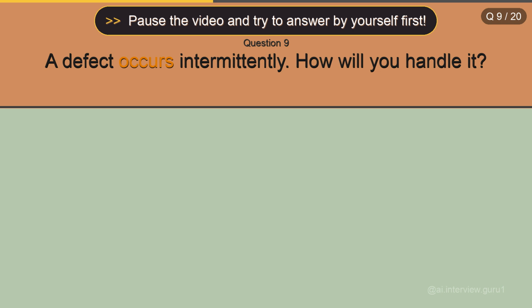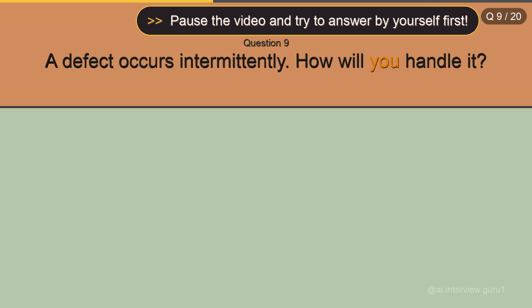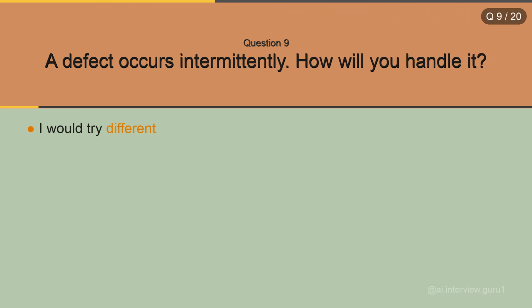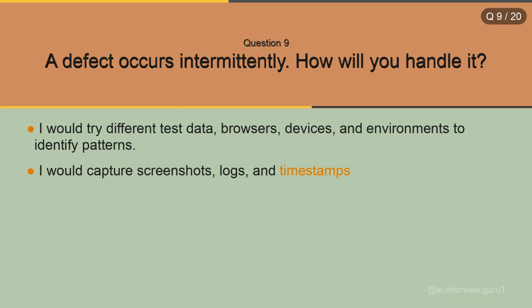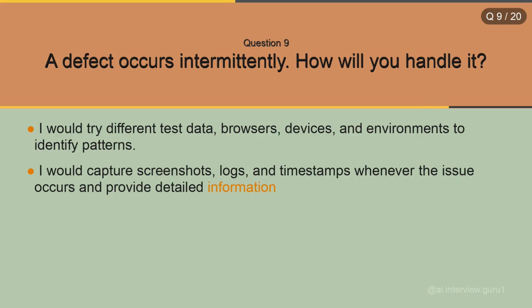A defect occurs intermittently. How will you handle it? I would try different test data, browsers, devices, and environments to identify patterns. I would capture screenshots, logs, and timestamps whenever the issue occurs and provide detailed information to the developer for investigation.